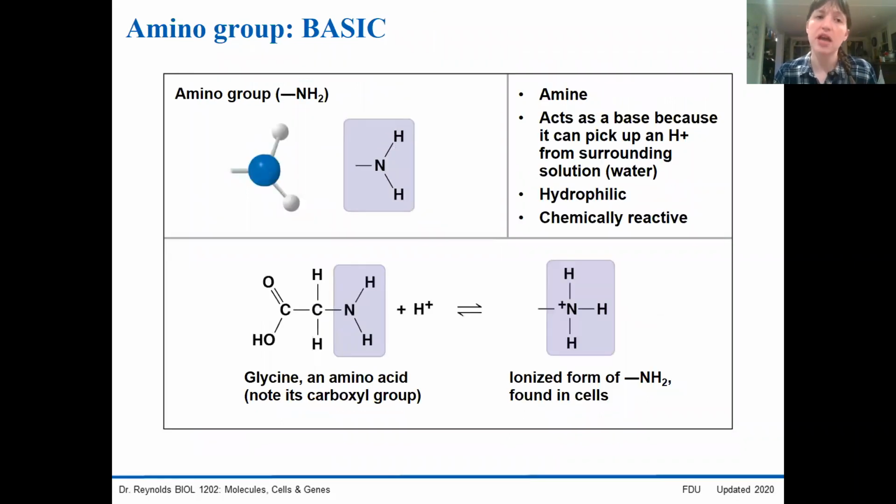On the flip side is going to be an amino group, an NH2 group. Because this group is willing to accept a hydrogen from water, that leaves a hydroxide ion behind, and it produces a basic solution in the water.